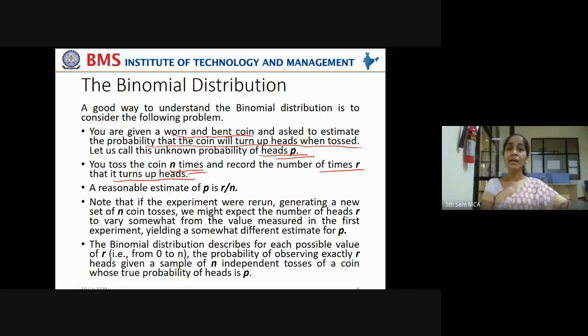So what is R? The number of times you observe head out of n coin tosses. Say you observe 5 heads out of 10 coin tosses, then R equals 5. If you observe 8 heads out of 10 coin tosses, then R equals 8, right? Now, a reasonable estimate of P, how do you calculate the probability? R by n, right? How many times you observed heads? Say 7 times. Out of how many coin tosses? 10.